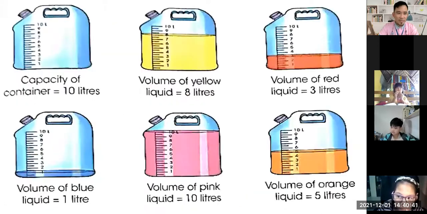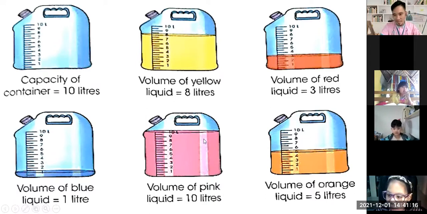Here, what is the capacity of the container? 10 liters. Capacity 10 liters. How about here? The yellow liquid. 8. 8 is up to here. How about the red liquid? 3 liters. The blue liquid? 1 liter. The pink liquid? 10 liters. The orange liquid? 5 liters. Very easy.